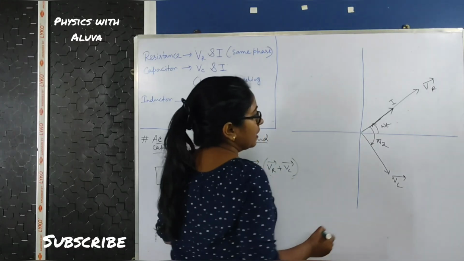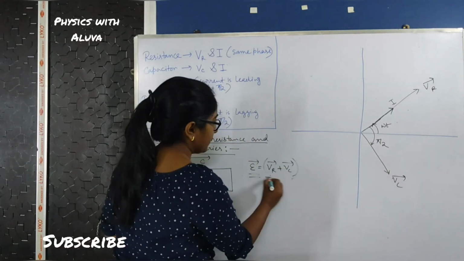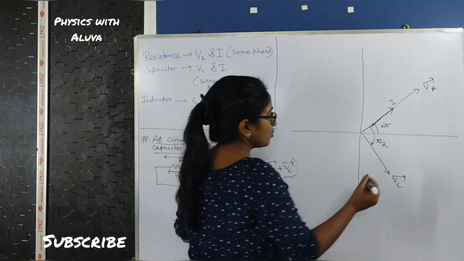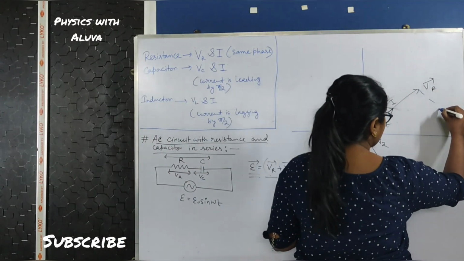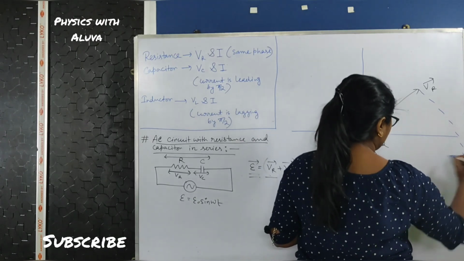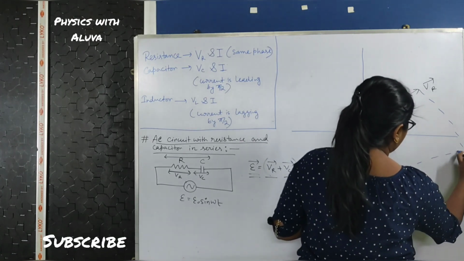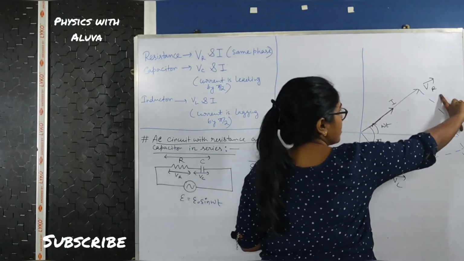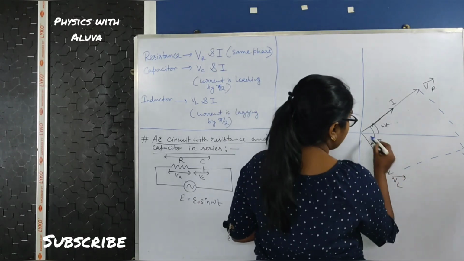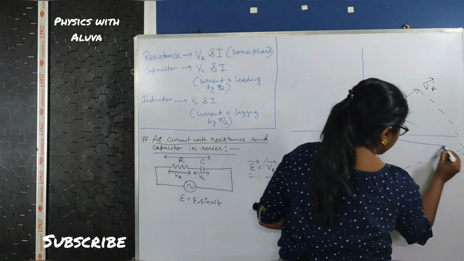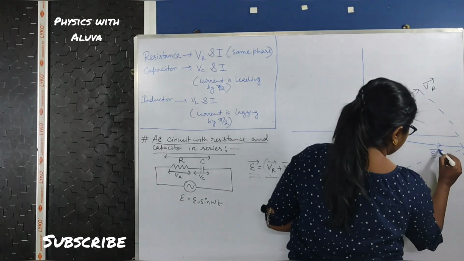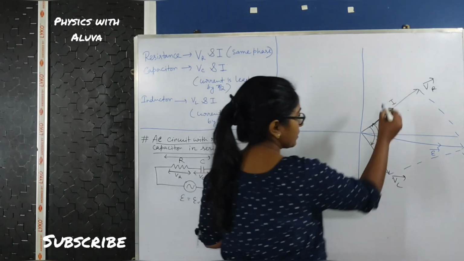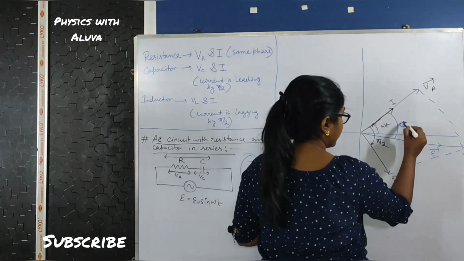Okay. Now we have to draw the resultant of VR and VC. So what will be the resultant of VR and VC? We have to draw a parallelogram. We are just using the parallelogram law. Okay. This is a parallelogram. This is VR, this is VR, this is VC, this is VC. Okay. So now the resultant is this. This is the resultant voltage, epsilon. Okay. Now the angle between I and the epsilon is phi.